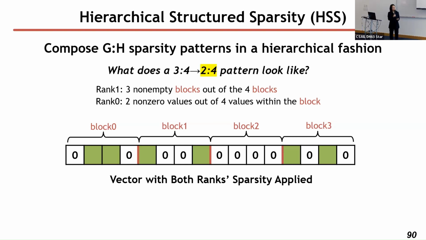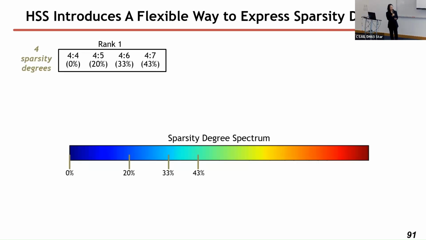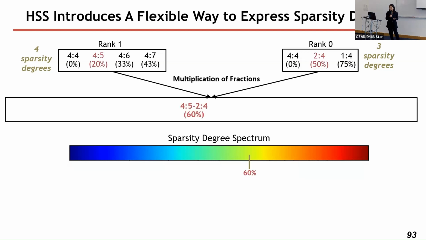And now, what are some benefits that this pattern can bring us? First, HSS introduces a more flexible way for us to express sparsity degrees. And in order to illustrate the idea, I'm going to use a 2-rank HSS. Rank 1 allows 4 different sparsity degrees, 4 to 4, 4 to 5, 4 to 6, and 4 to 7. And rank 0 allows 3 different sparsity degrees, 4 to 4, 2 to 4, and 1 to 4. As we have shown before, to construct HSS, we basically pick one ratio from each rank. So for example, we can pick a 4 to 5, 2 to 4 to form a 60% sparse tensor.